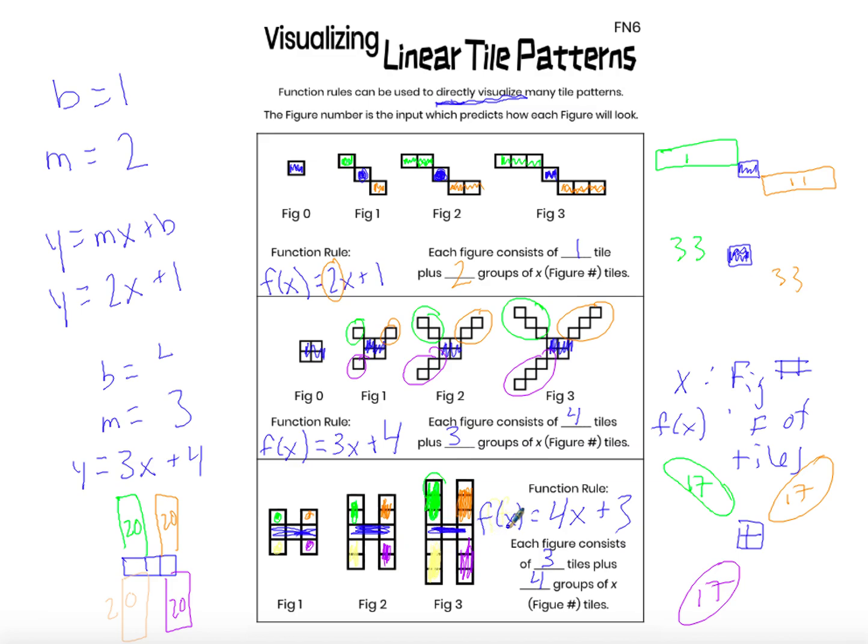So in short, when you are trying to visually connect the tile pattern to the function rule, you can either try to do that directly, looking for groups of the figure number, groups of 3, groups of 2, groups of 1, or you can use what we learned in our linear unit: find the start value, find the rate of change, and then knowing how many groups of x there should be, look for those groups of x. So look for 2 groups of x, look for 3 groups of x. In this case, look for 4 groups of x.